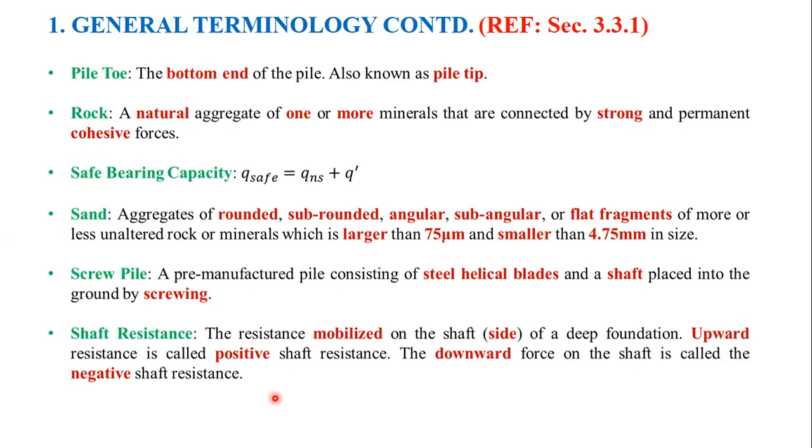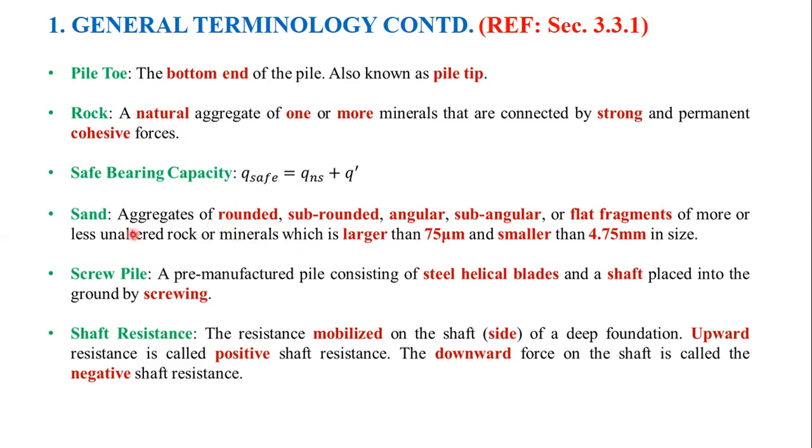Rock, according to BNBC: a natural aggregate of one or more minerals that are connected by strong and permanent cohesive force. Safe bearing capacity is the net allowable bearing capacity plus effective overburden pressure. And sand: aggregates of rounded, subrounded, angular, subangular, or flat fragments of more or less unaltered rock or mineral, which is larger than 75 micrometer and smaller than 4.75 millimeter in size.